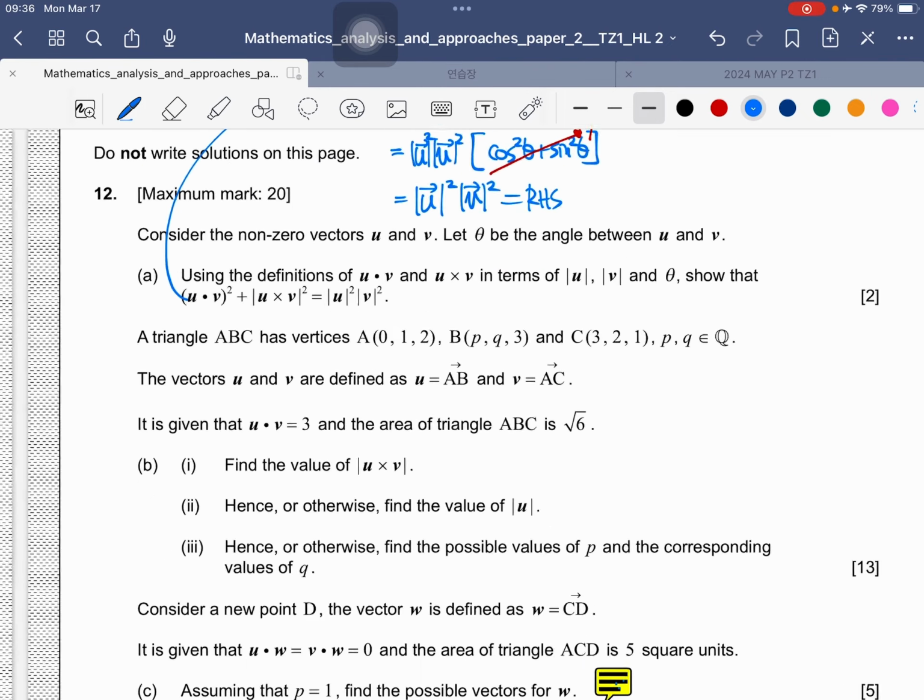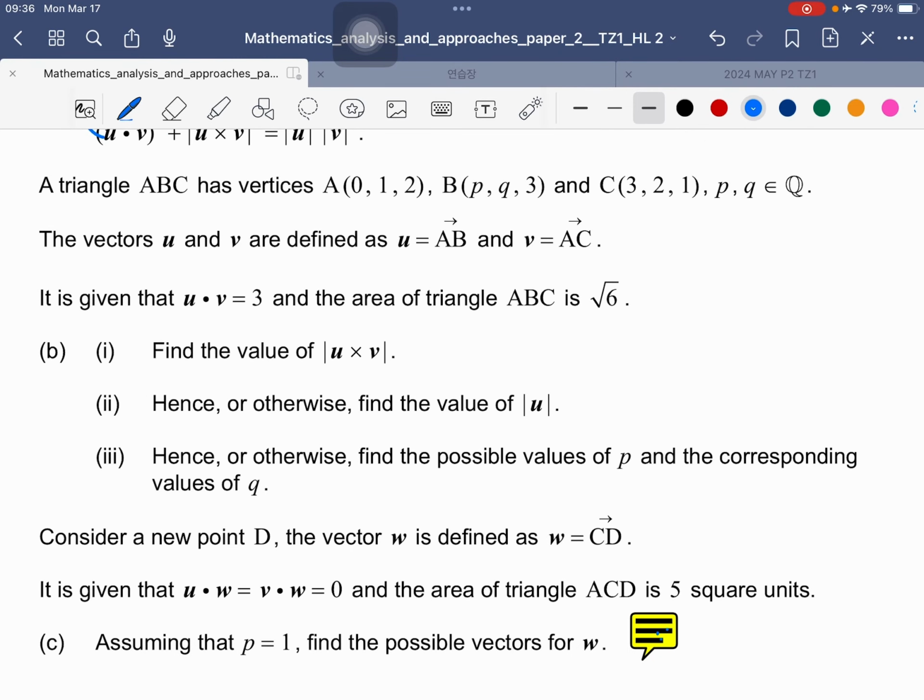Okay. A triangle ABC has vertices A, B, and C, where inside B there's PQ, where PQ is a rational number. The vectors u and v are defined as u is A to B, v vector is A to C. It's given that u dot v is 3 and the area of triangle ABC is square root of 6. Find the value of the absolute value of u cross v.